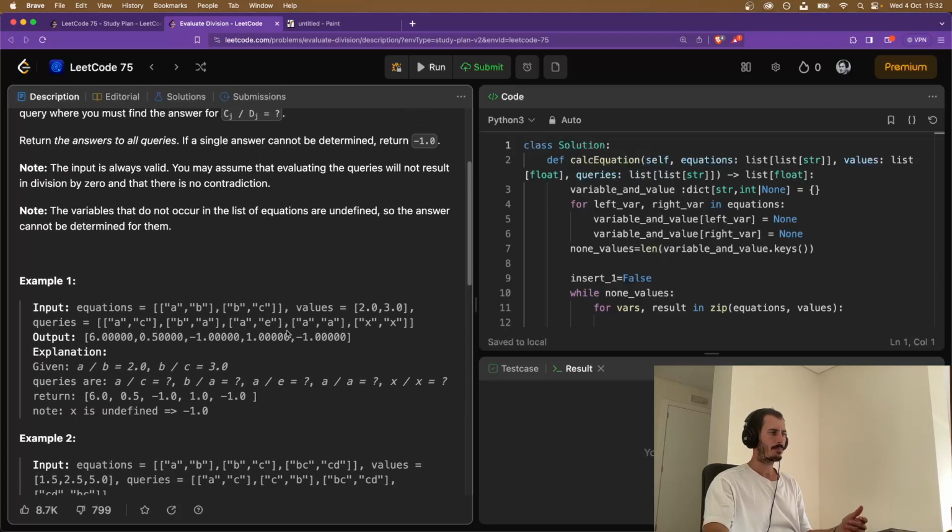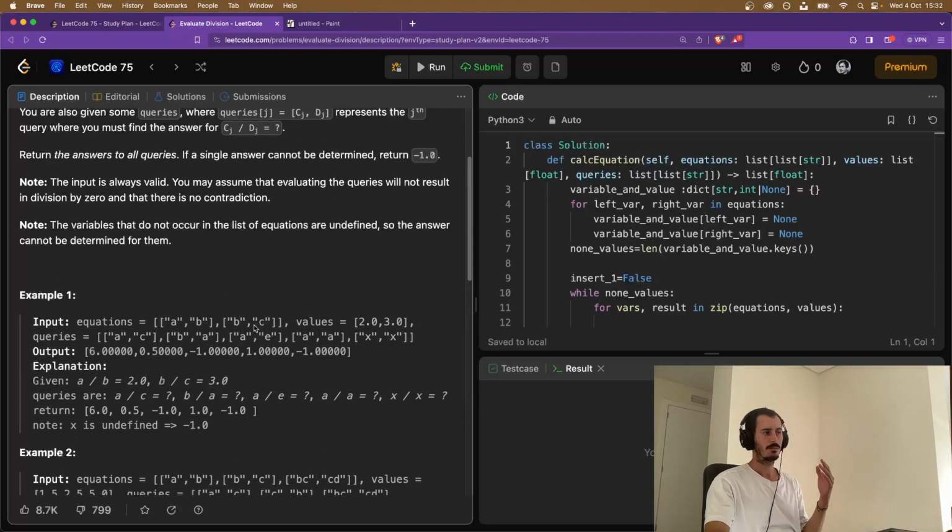So, edge cases. They want us to know x divided by x. X is not present in the equations, so they want us to return -1 when the answer cannot be determined. That's why -1. However, x divided by x would be 1 regardless of x, whether we know x or not. But we have a divided by e, and it's -1 because we don't know it.